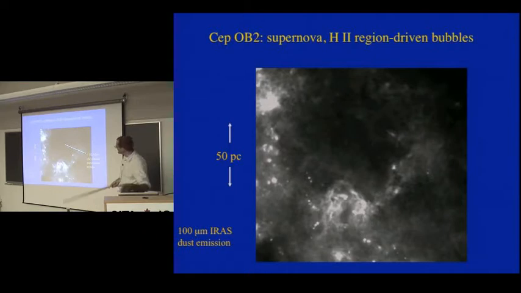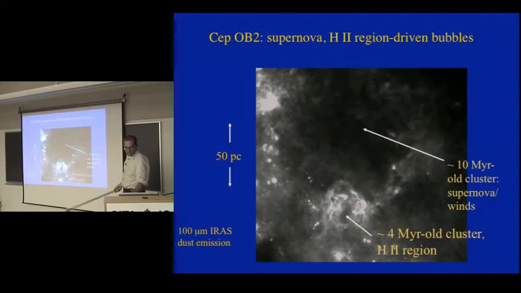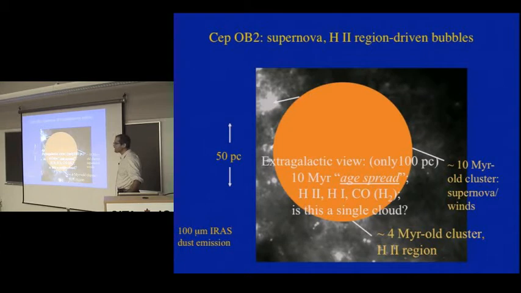So the projection is here better. The association may be 10 megayears old. And then you have a 4 megayear cluster down here. You have 1 megayear stars down in these indicated positions. Of course, since we know that, we can resolve that. If you do this with an extragalactic observation, the beam will be over 50 or 100 parsecs, and you average over all this material. That gives you an age spread of 10 megayears.